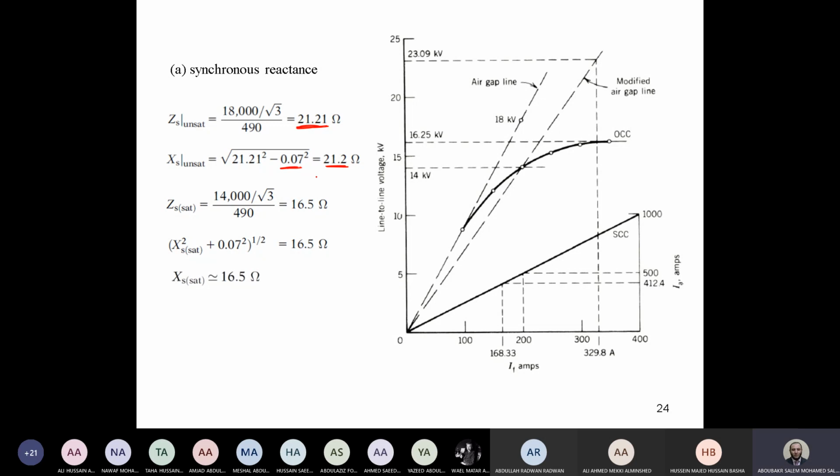Fine. In the same way, for the saturated value, you can use the rated voltage over square root of 3 divided by 490 and get the value of impedance. And in the same way, you can get the value of synchronous reactance.